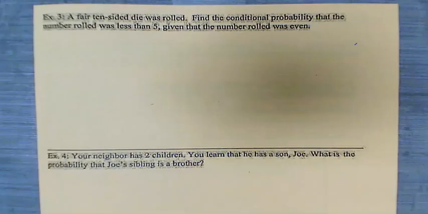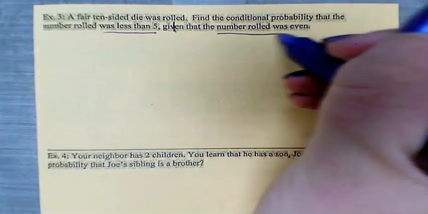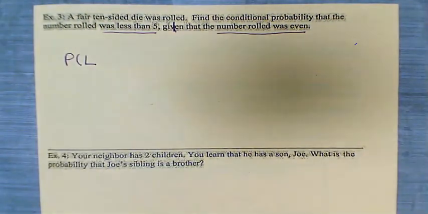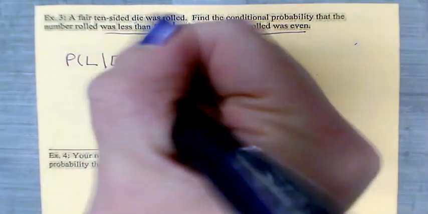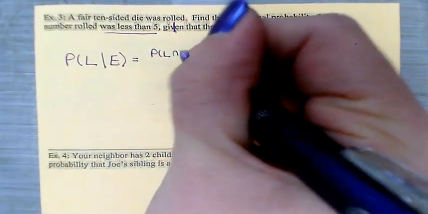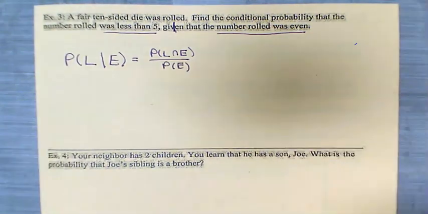Number 3 says a fair 10-sided die was rolled. Fair just means that no side is weighted and all sides are equally likely to turn up. So a fair 10-sided die was rolled. Find the conditional probability that the number rolled was less than 5, given that the number rolled was even. So I want the probability of a number less than 5, given the number rolled was even. So filling in my formula, I want the probability that the number was less than 5 and even over the probability of something given, which was that it was even.